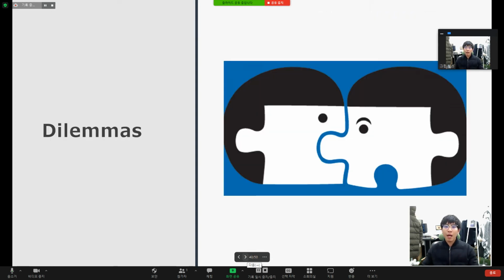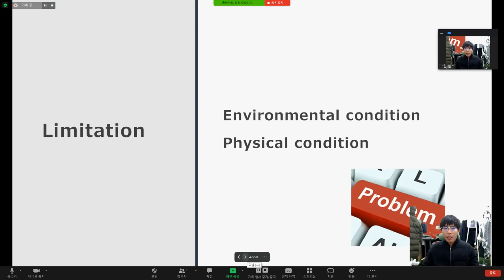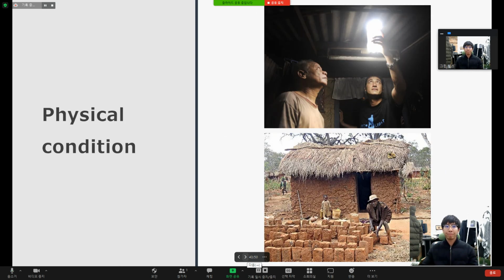But upcycling always seems fine and cool to you, but sometimes we have to look at the dilemmas again. Actually, the concept of upcycling is not really widely popularized yet. And it faces some limitations, both environmental and physical. What I mean by physical condition is that this rooftop can be made of iron or brick, so it could hold that heavy bottle easily.